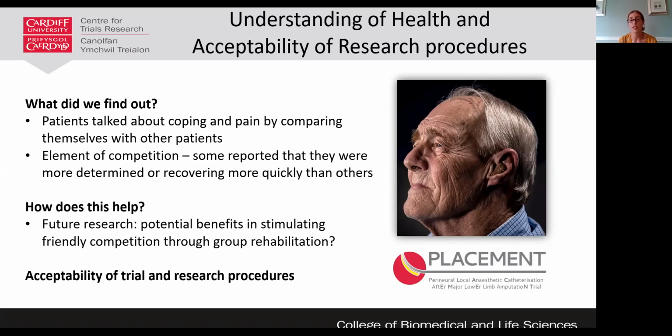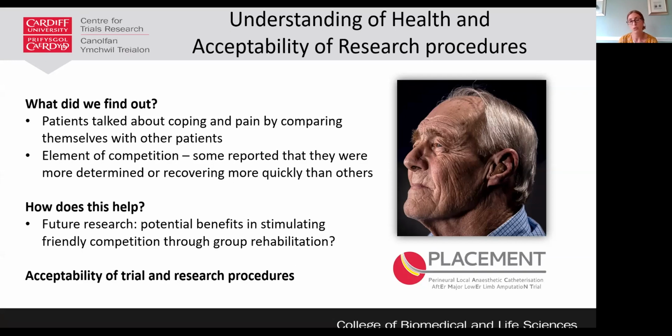Also, both patients and the healthcare professionals reported that using more than one pain scale was confusing and often might give conflicting scores. So again, this can be taken on board in the design of future trials.